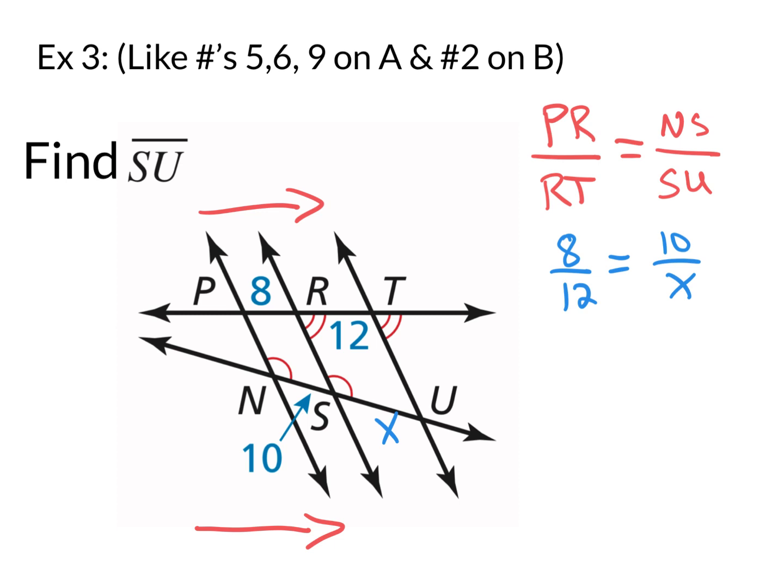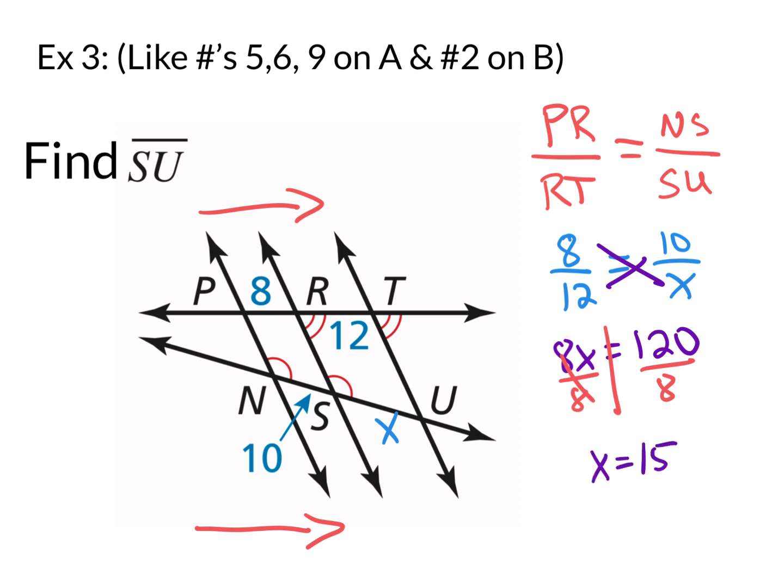Just plug in for each one. All right, cross multiply, solve for it. 8 times X is 8X. 10 times 12 is 120. Then we know we're going to divide by 8. 15. So X equals 15. And it was looking for SU. So SU is equal to 15.